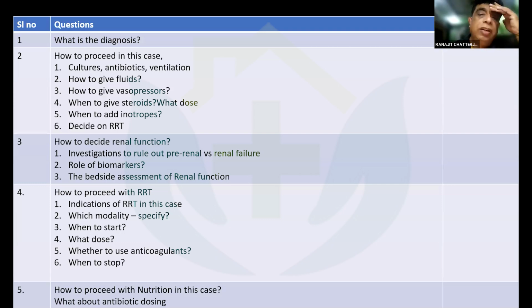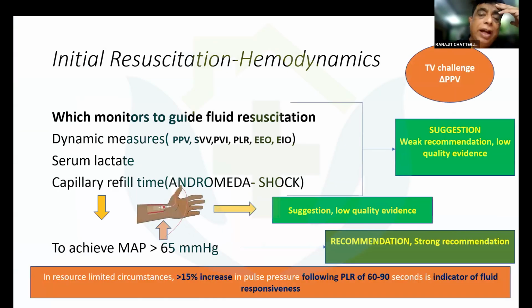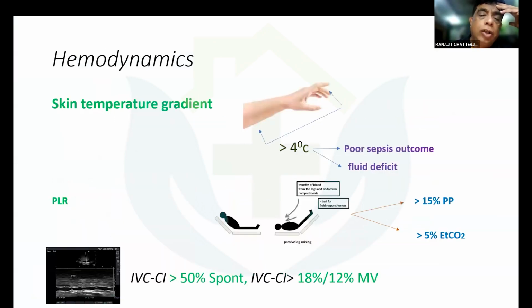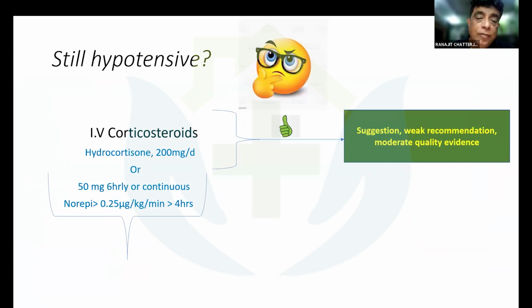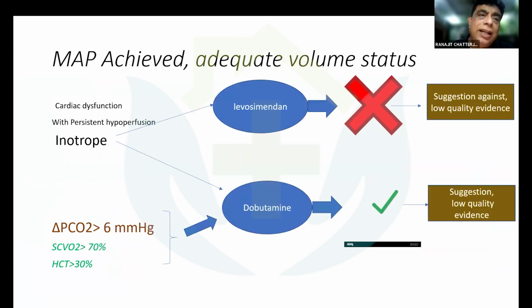When to add inotropes? So now you are giving vasoactive agents, vasopressors. Now I have to give inotropes. Remember, I'll start inotrope once I achieve my mean arterial pressure more than 65, and still I have a cardiac index of less than 2.1. But if I don't have an ultrasound echo, then I can't find my cardiac index. I see a delta PCO2, that is the difference between the PCO2 between the arterial and the venous gas. And if it is more than 6 millimeter of mercury, and SCVO2 I have achieved maybe more than 70, hematocrit is more than 30, I start dobutamine.